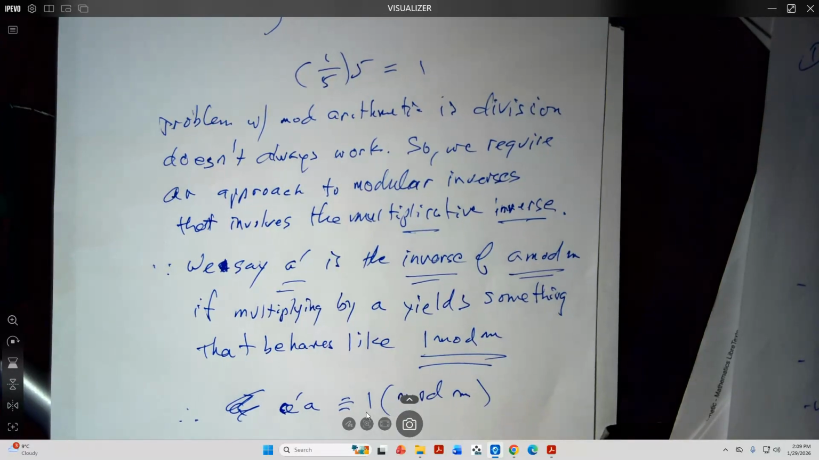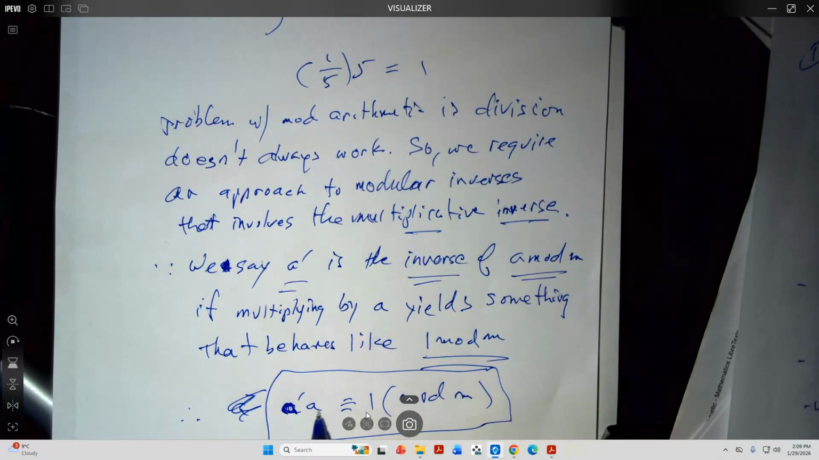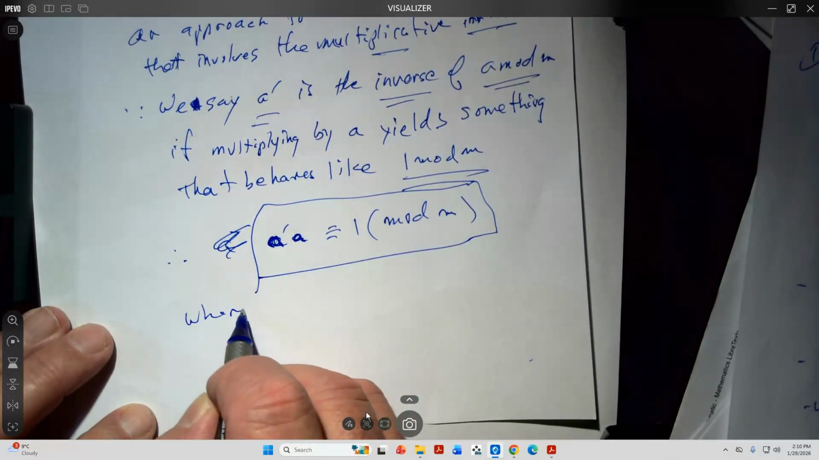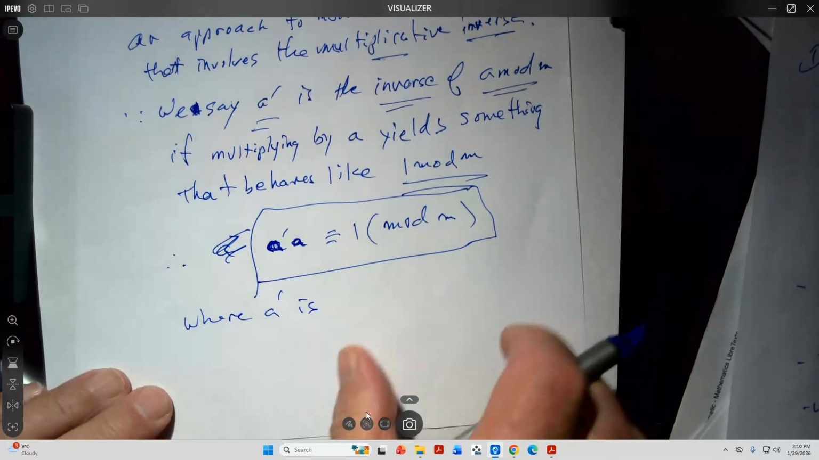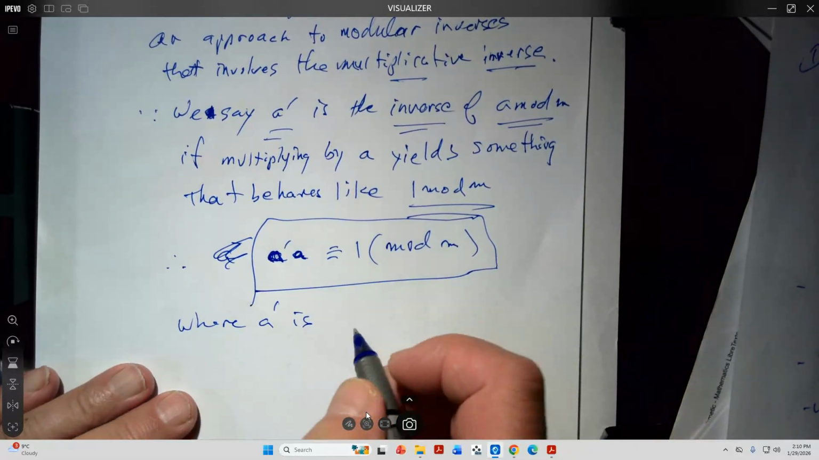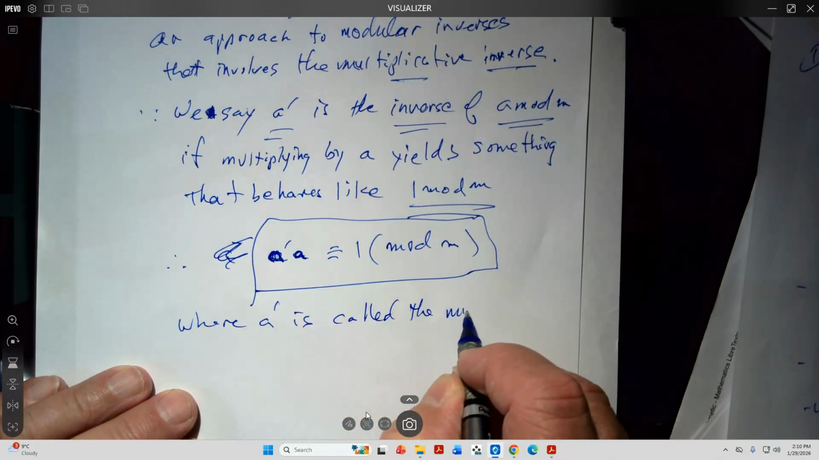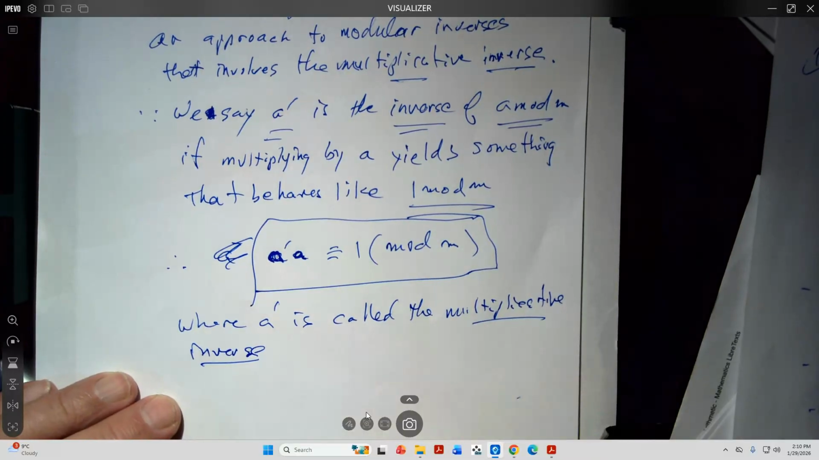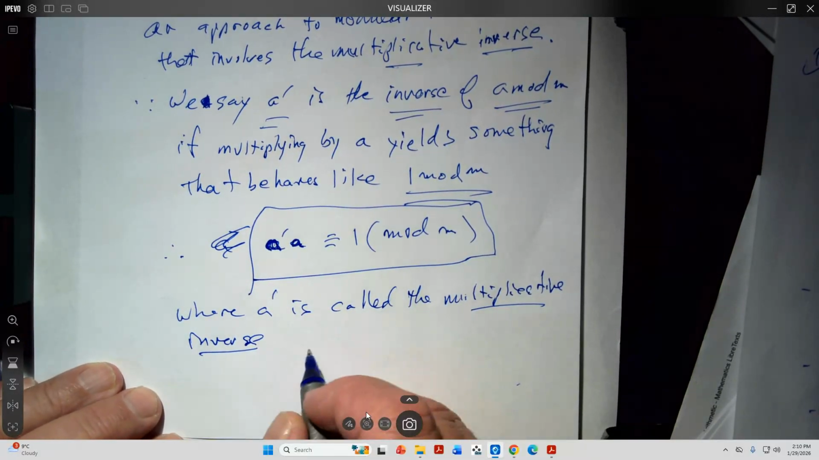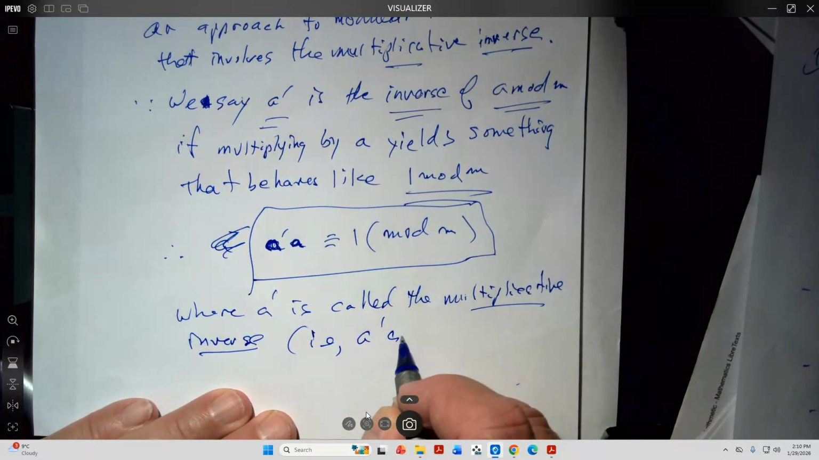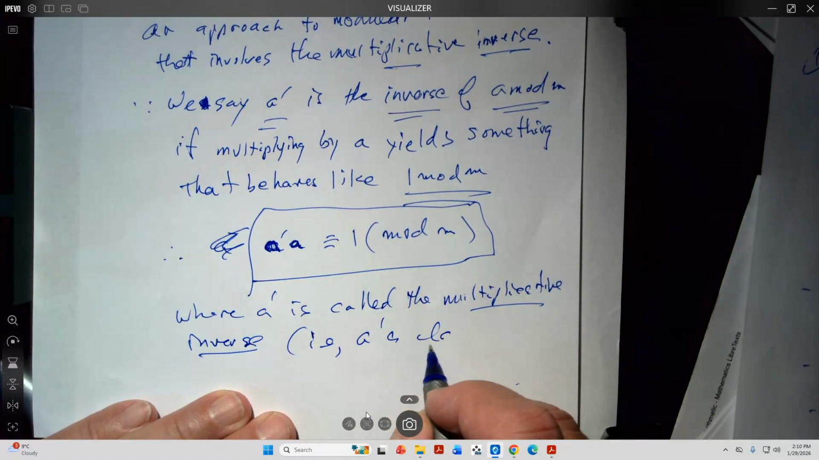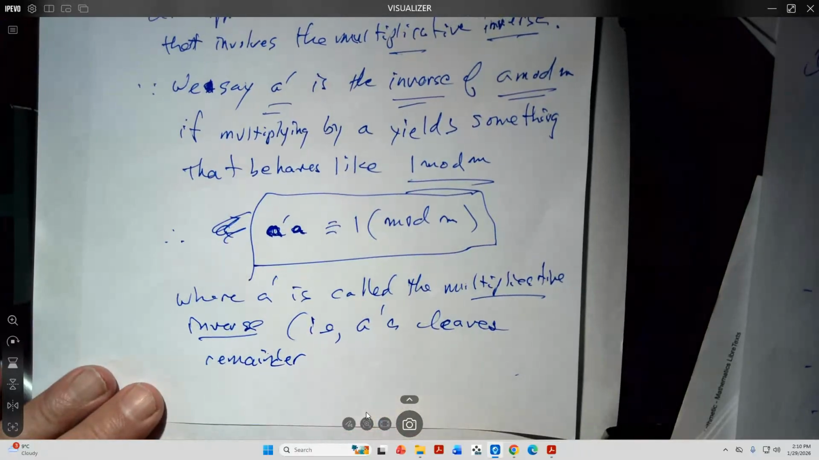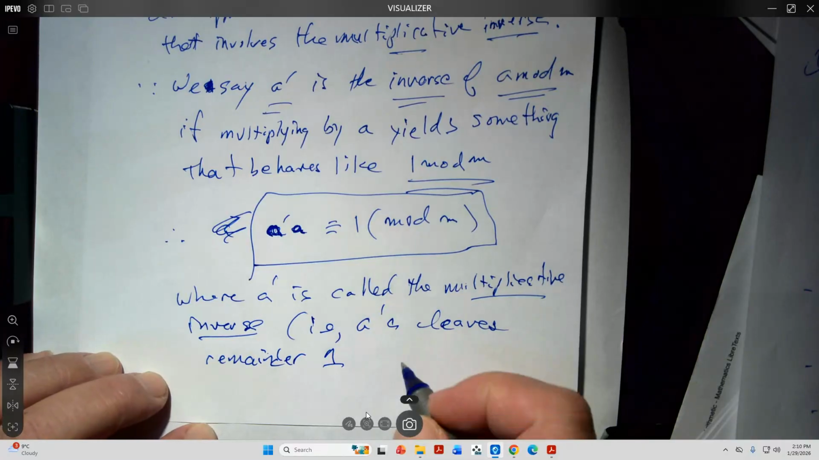Where A prime is, yeah, it's called the multiplicative inverse, i.e., A prime times A leaves remainder 1 when divided by M.